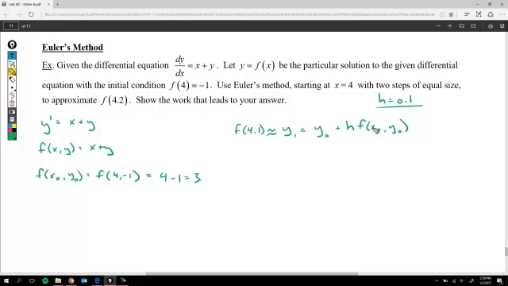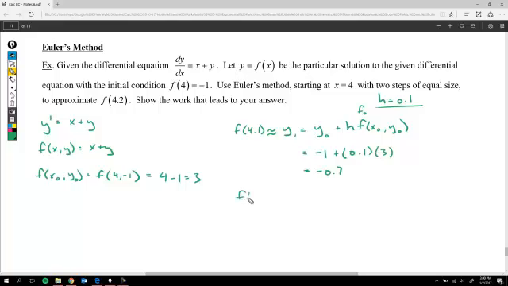So here's my derivative evaluated at my initial condition. Another way that you might see this written is just f sub 0. There's a bunch of different ways you can write this out. From here we just plug in numbers. So y sub 0 is negative 1. h is 0.1. And f of x sub 0, y sub 0 is 3. If you do the math, you get negative 0.7. Again, this is an approximation to y sub 1, or f of 4.1.